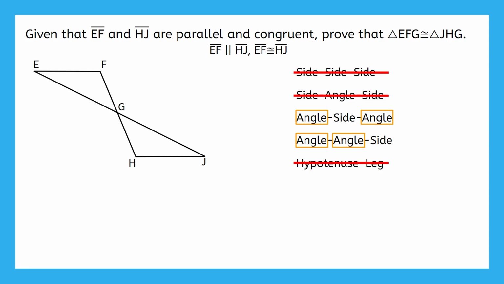I will tell you now that there are actually 3 entirely different ways to solve this proof. There are 2 ways that we can use angle, angle, side, and 1 way that we can use angle, side, angle. I'm going to show you all 3 of them here. Let's start by using our parallel segments to find new angle congruences.